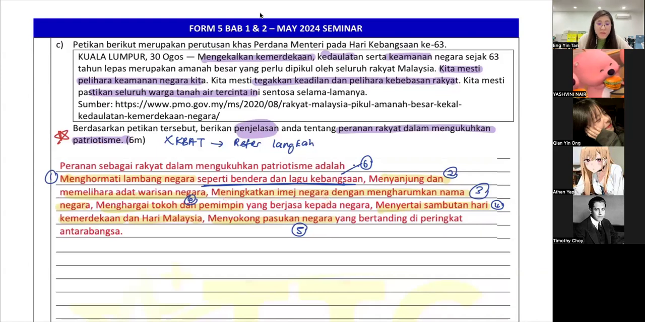Make our country famous. And then menghargai tokoh dan pemimpin negara kita. Celebrating our Hari Kemerdekaan and Hari Malaysia. Last one, support Malaysia team when they're having a pertandingan antarabangsa, everything. Clear? All good? Everyone here, you okay?